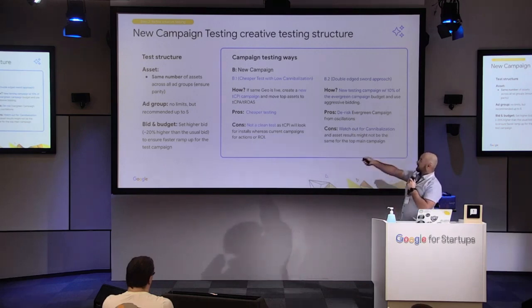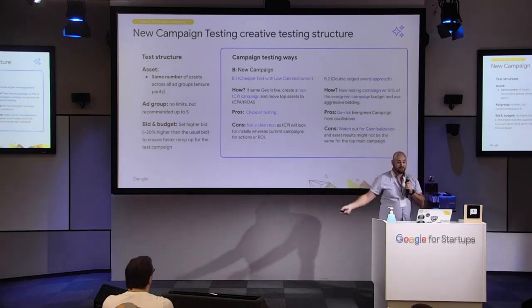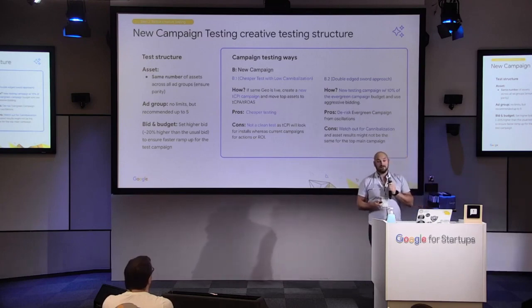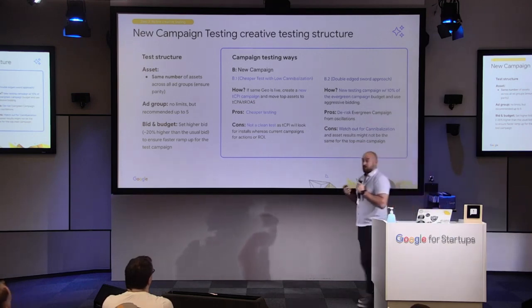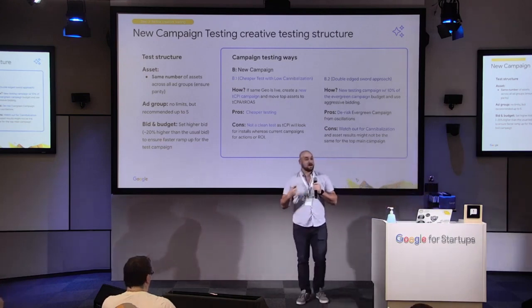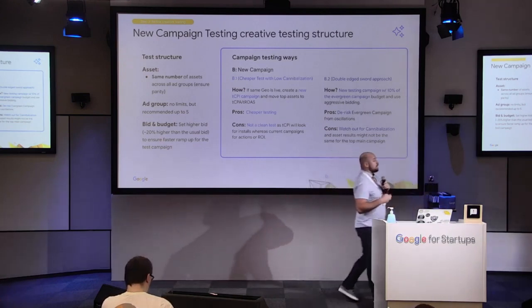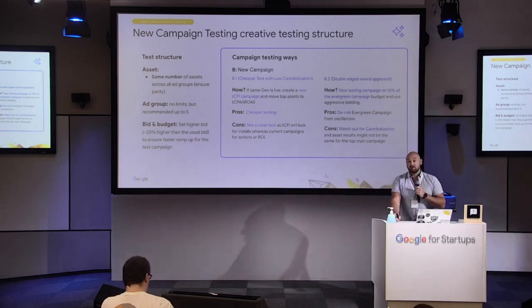If it's same geo, creating a new TCPI campaign, and then moving top assets to TCPA, TROAS campaigns. So essentially using a CPI as a kind of test bed. A lot cheaper to do the tests. Problem is it's not a clean test, right? Because a CPI campaign is going to be focusing on totally different performance metrics.